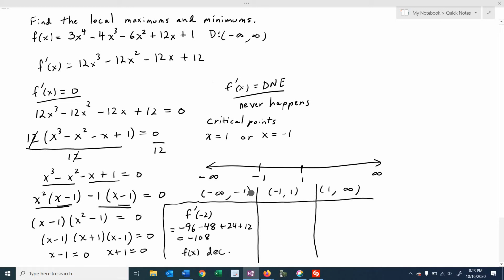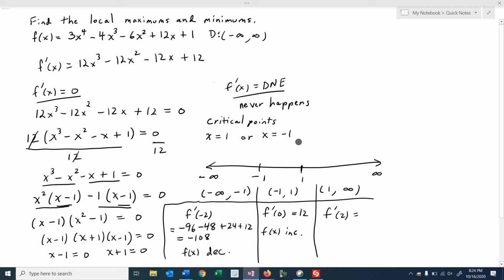Okay, so we know the function is decreasing in this interval. All right, so let's take a test point in here. Maybe 0 would work. You plug that into the first derivative, and you get 12. Okay, and that means the function's increasing. Then I'll pick 2 for a test point in here.